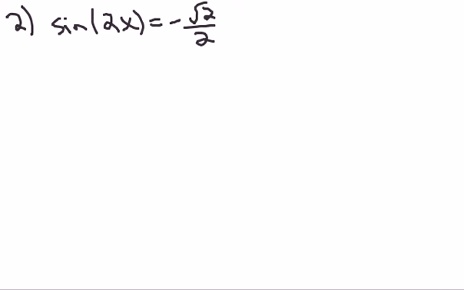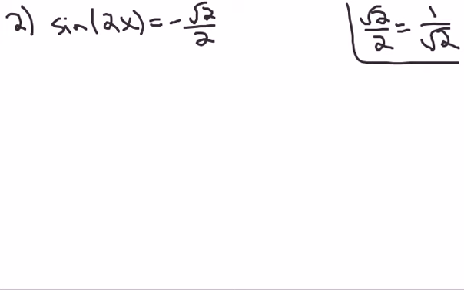Okay, so for number 2, it says John was asked to find all the solutions to the equation sine of 2x equal to negative root 2 over 2. Just as a note here, remember that root 2 over 2 is equivalent to 1 over root 2 if you're looking at a different version of the unit circle. And they say that they want x to be between 0 and 2 pi, including 0 and 2 pi, if those are answers.